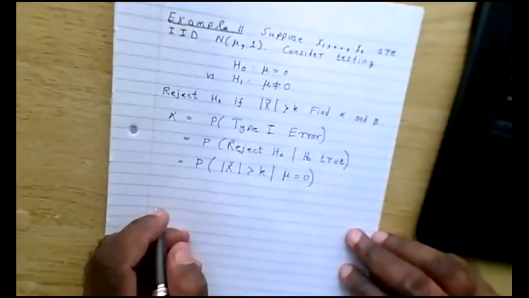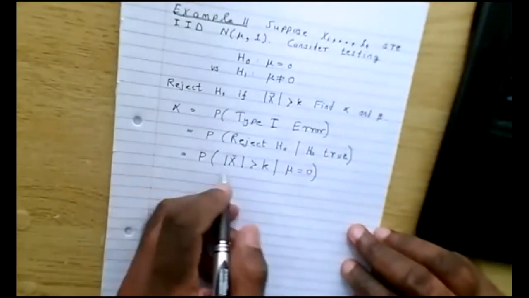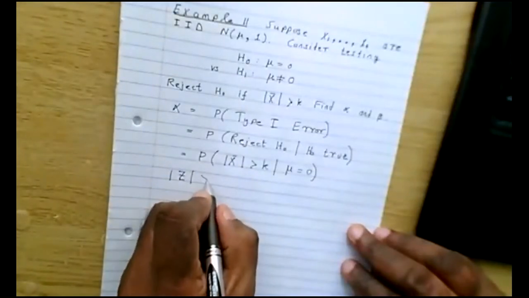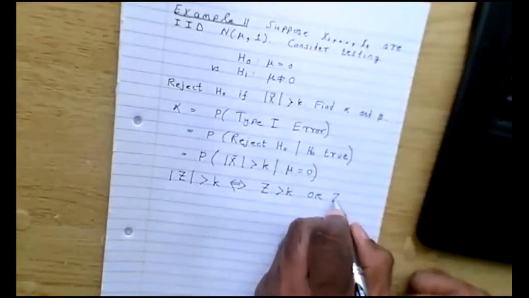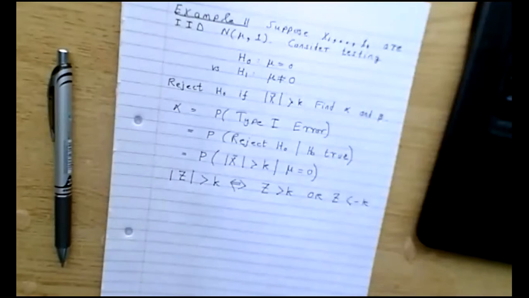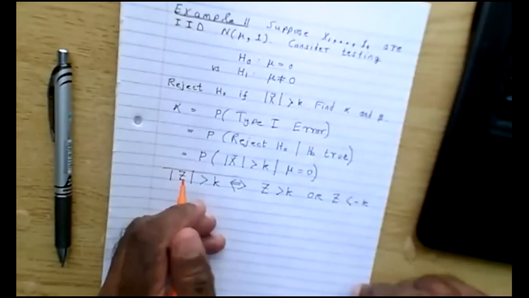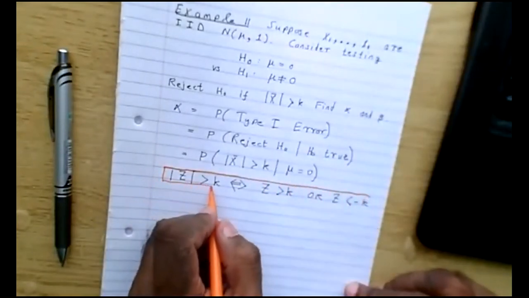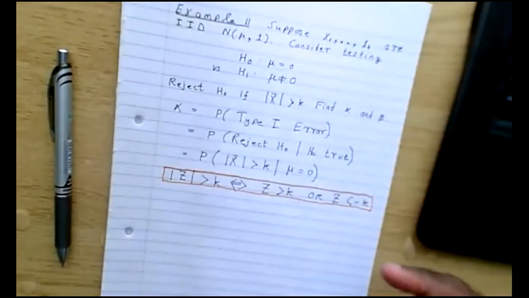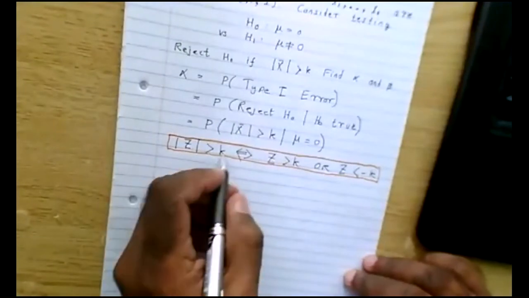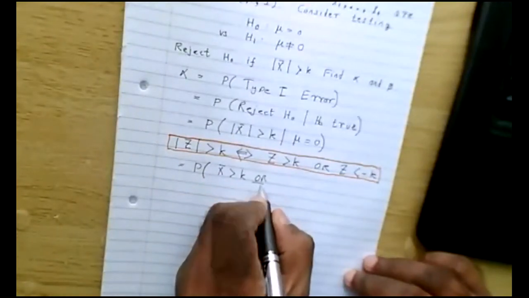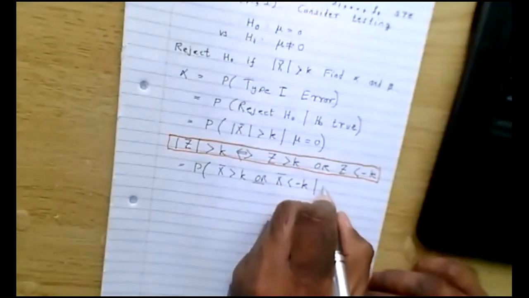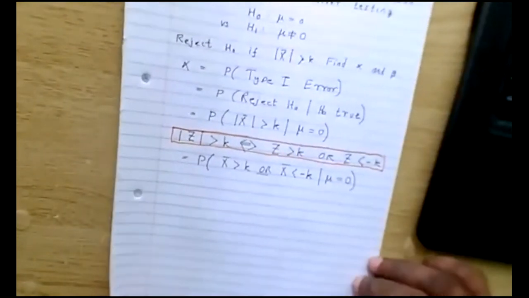Now, I'm sure you must have done this before somewhere. Do you know that if you say the absolute value of Z is greater than K, this is the same as saying that Z is greater than K or Z is less than minus K? I'm sure you know this from the math courses you have taken. So I'm gonna use this result. I'm gonna write the above as the probability that X bar is greater than K or X bar is less than minus K. You follow me? Okay.